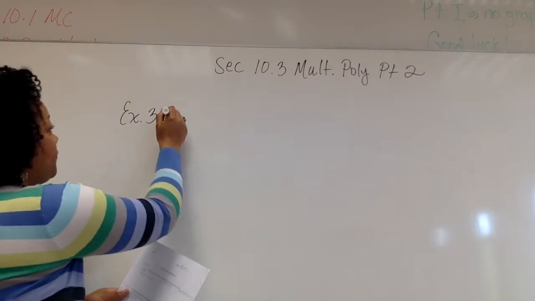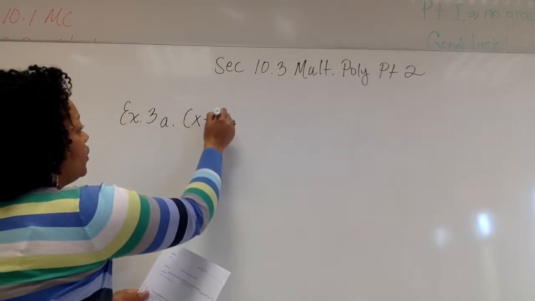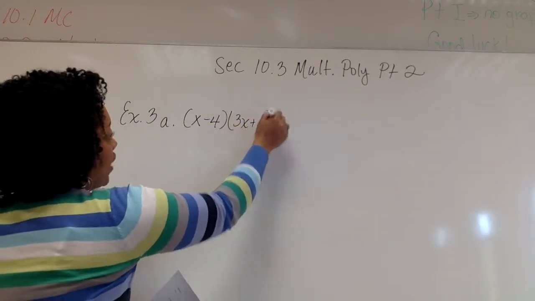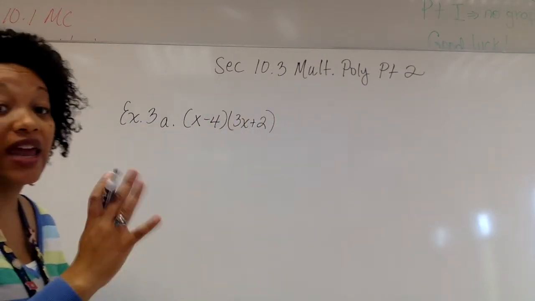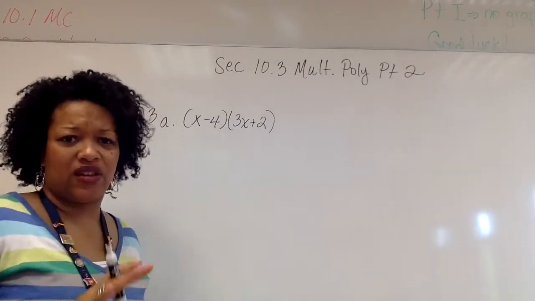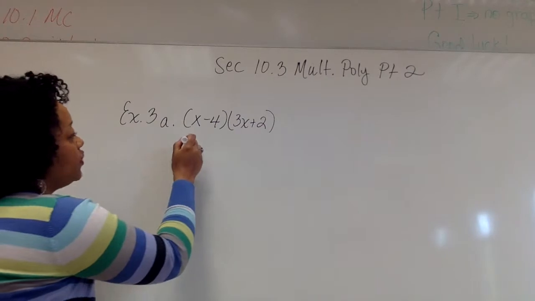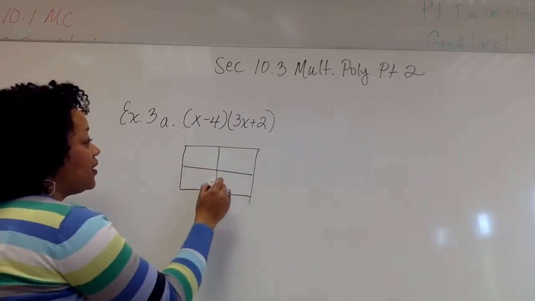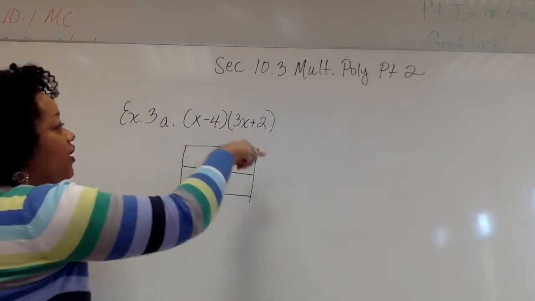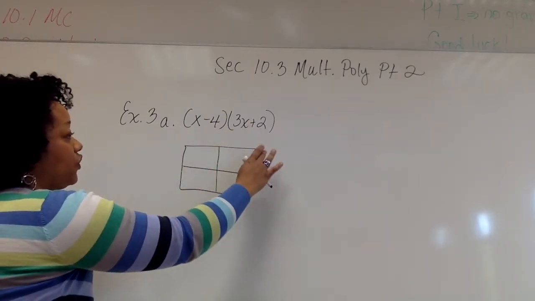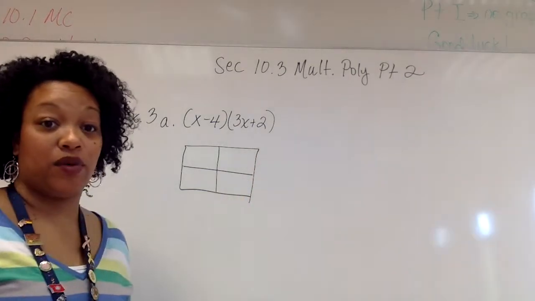For letter A, I'm going to give you your two binomials. So that's x minus 4 times 3x plus 2. All right? So two binomials. It's got to be two to use the box method, or things are going to be a little off. So the first thing I'm going to do is set up my box. Get my 2 by 2 box. And it doesn't matter where you put the terms. You can put the 3x and the 2 up here, or you can put the 3x and the 2 right here. It doesn't matter because we're multiplying.